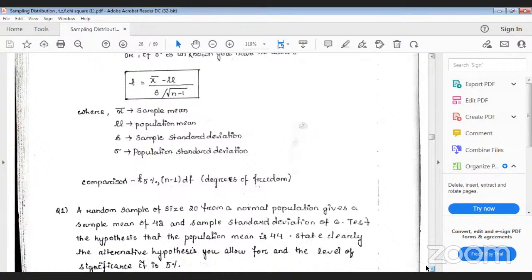For the tabulated value, directly at 1% level of significance, the tabulated value is 2.58. At 5% level of significance, the tabulated value is 1.96. So in that way it must be given to you. Similarly, here also, in any statistics book you follow, at the back side you will get the t table. Okay.